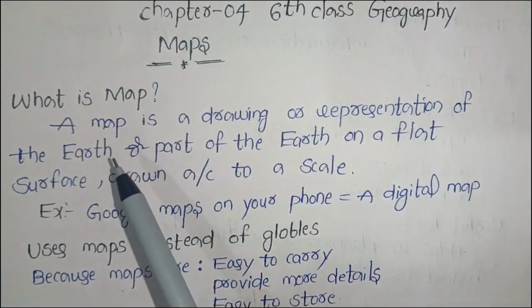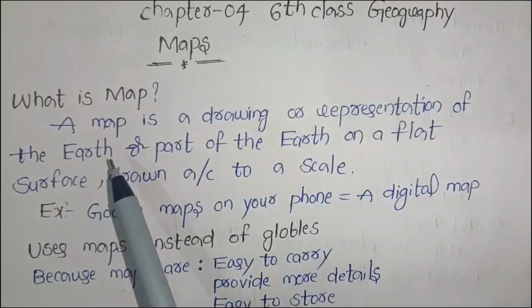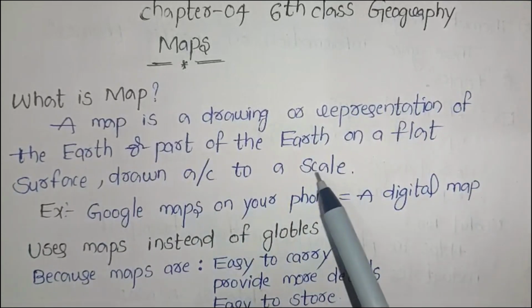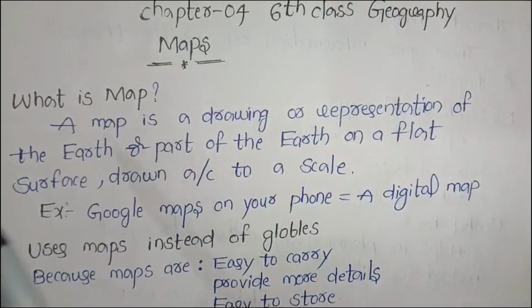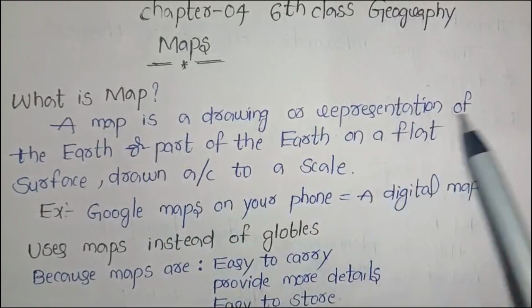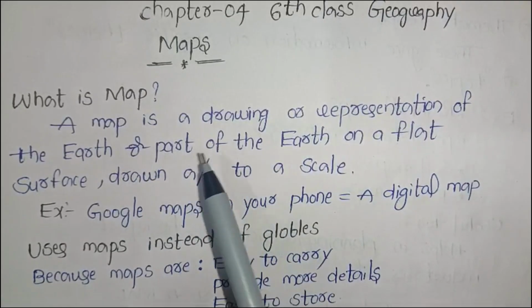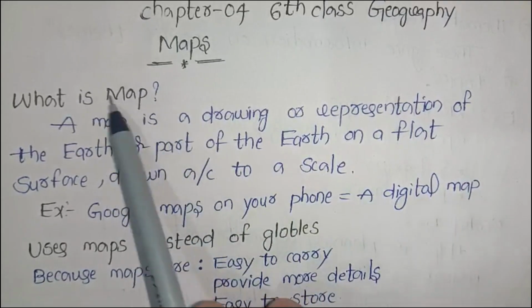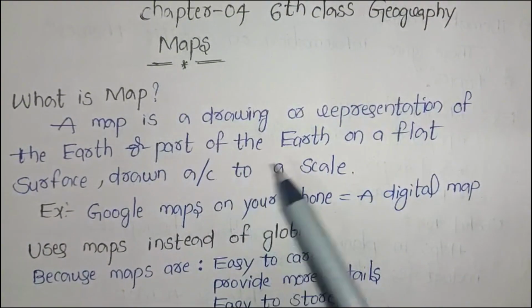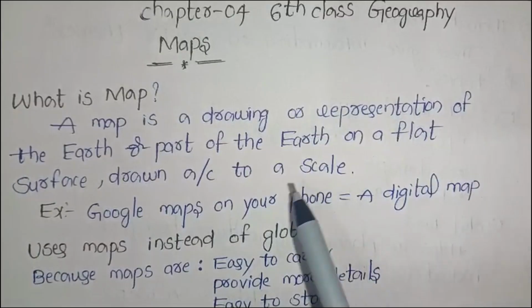A map is a drawing or representation of the earth or a part of the earth on a flat surface, drawn according to a scale. That is known as a map. I hope you understood.